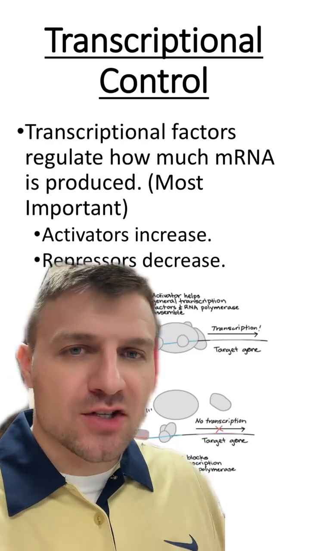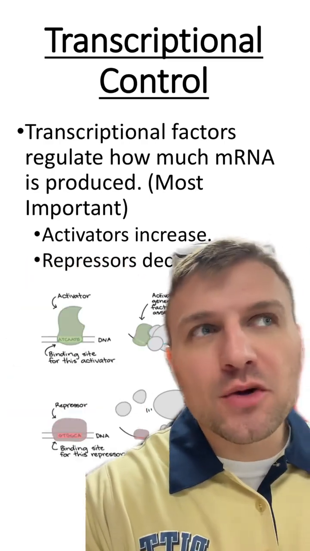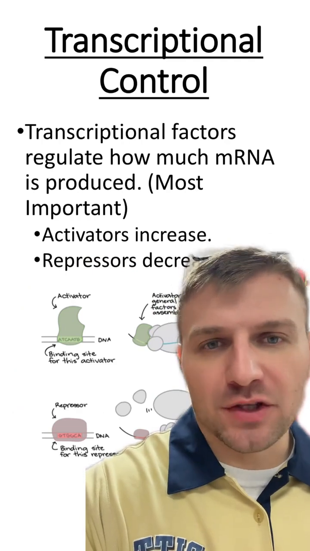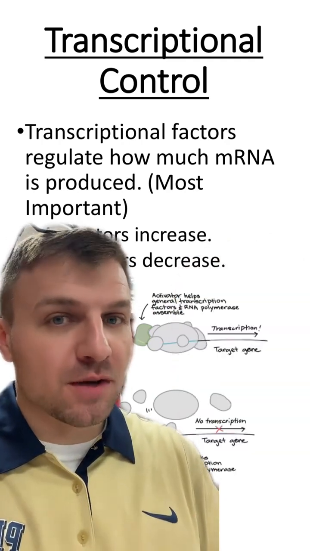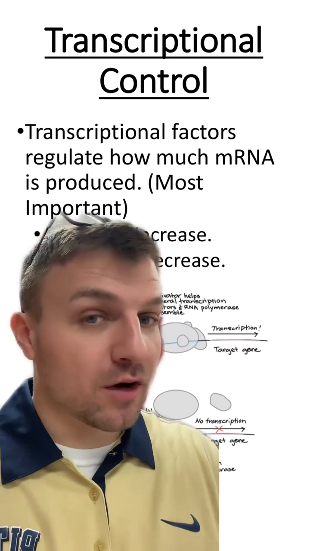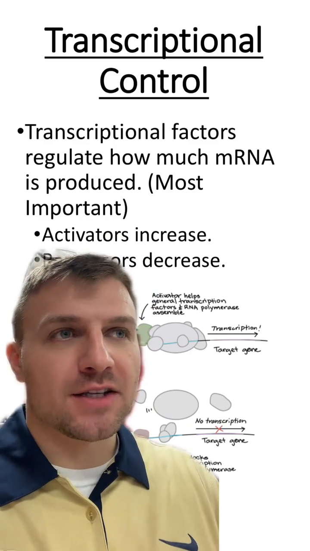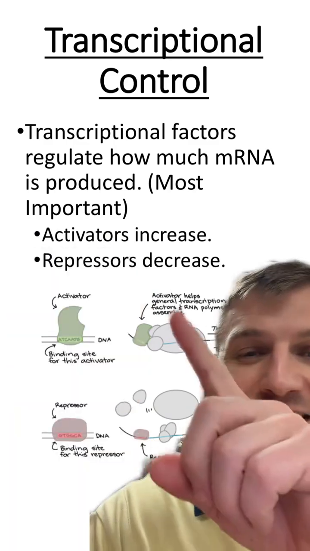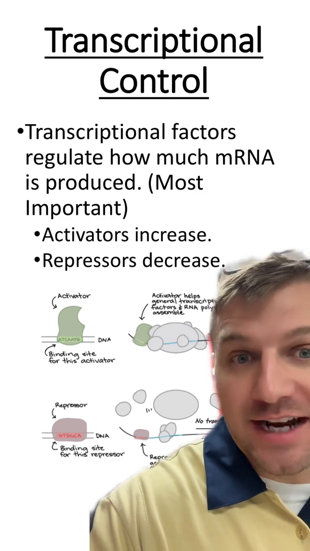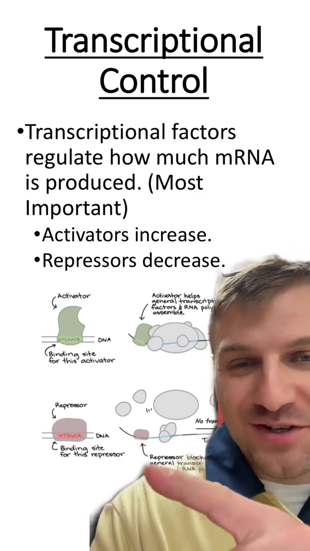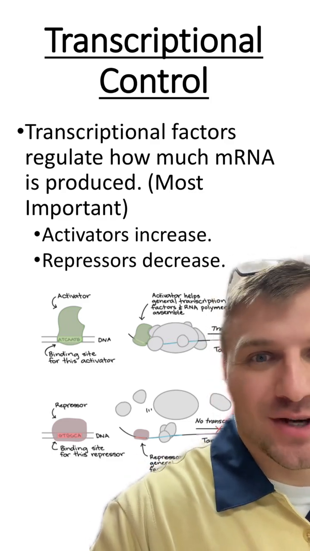Next, let's talk about transcriptional control. This is going to be the most important type of regulation for eukaryotes, because if we stop transcription, we stop translation, which will be more effective. Transcriptional factors are going to regulate how much RNA polymerase is going to produce mRNA. Activators are going to be transcriptional factors that activate transcription, while repressors do the exact opposite. They're going to stop transcription.